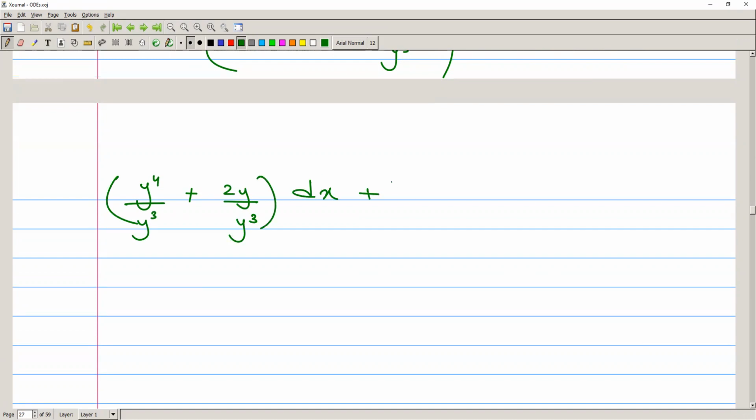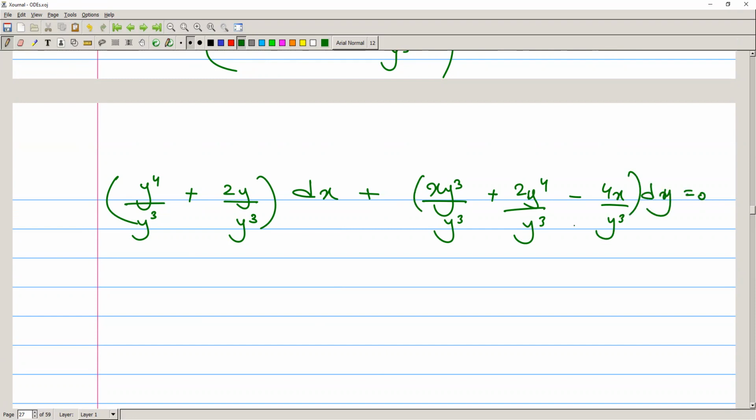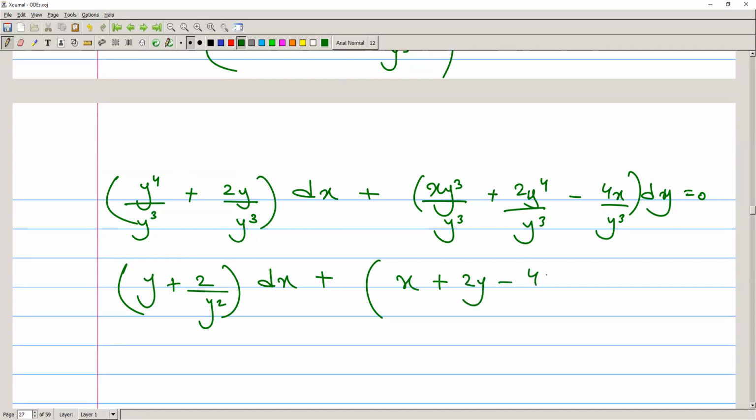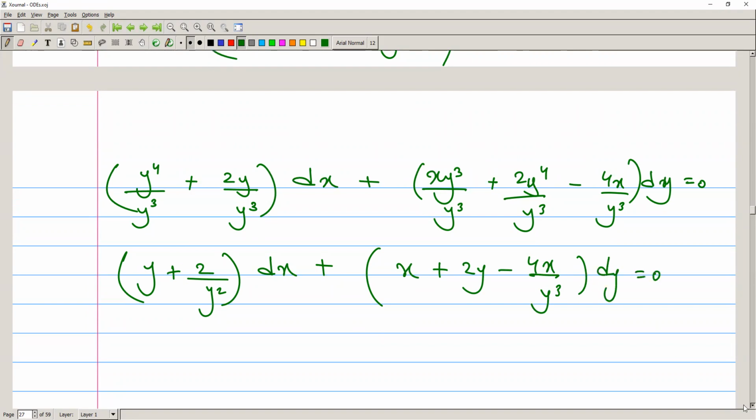So this is (y^4 plus 2y) over y^3 dx plus (xy^3 over y^3 plus 2y^4 over y^3 minus 4x over y^3) dy is equal to 0, right? So here we will be left with (y plus 2 over y^2) dx plus (x plus 2y minus 4x over y^3) dy is equal to 0, right?